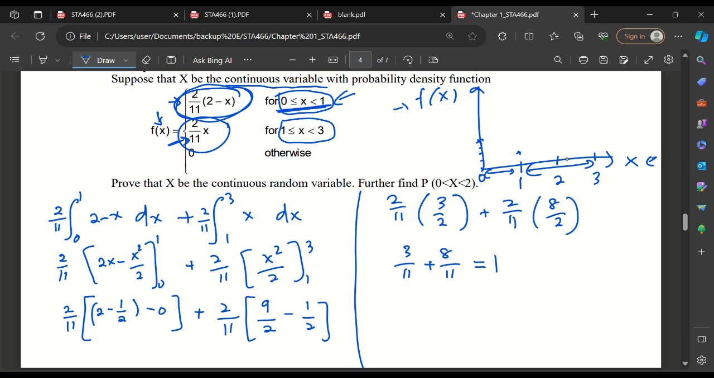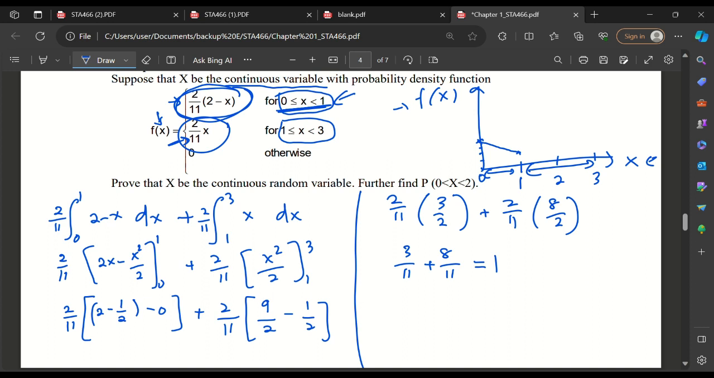Alright. So use a ruler. Then you will have the straight line of the function 2 over 11 multiply 2 minus x for the interval of 0 to 1.